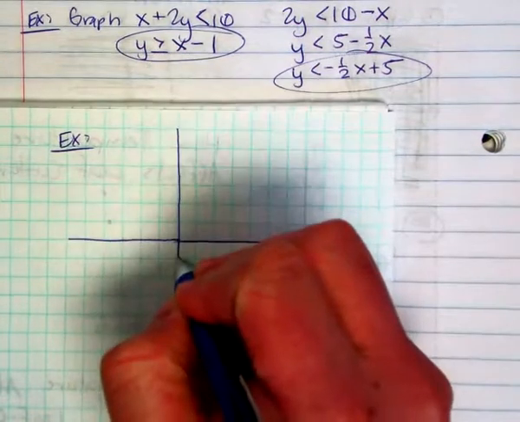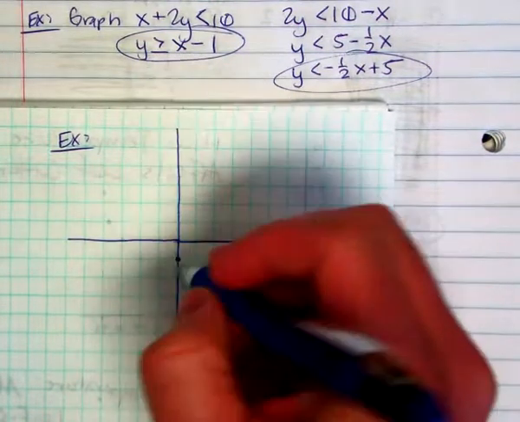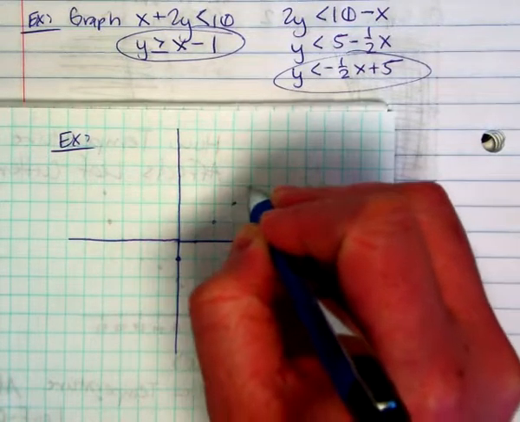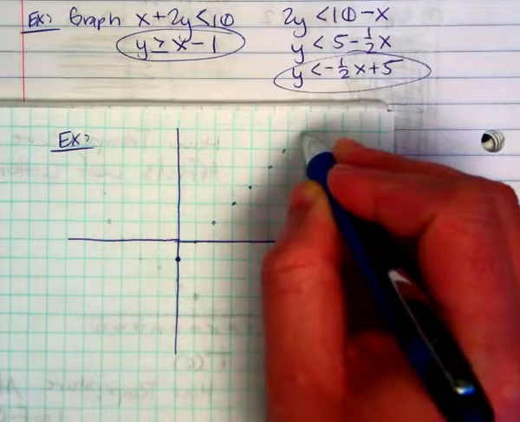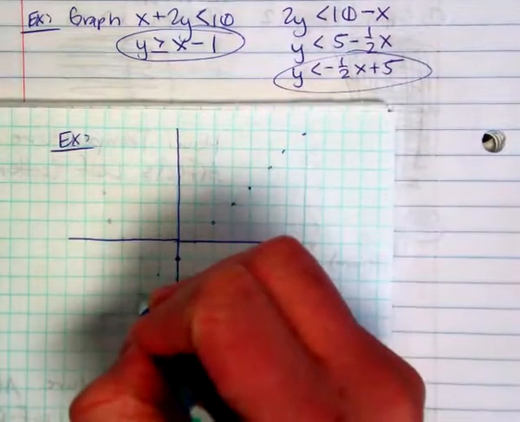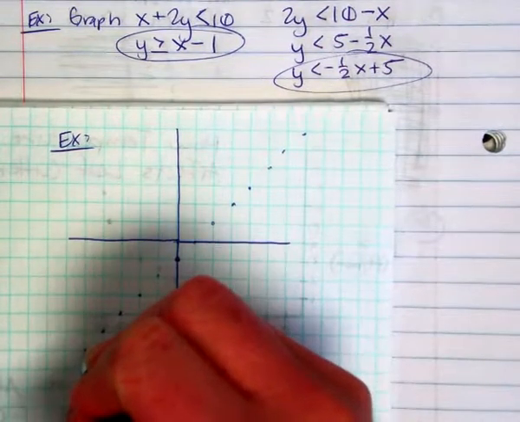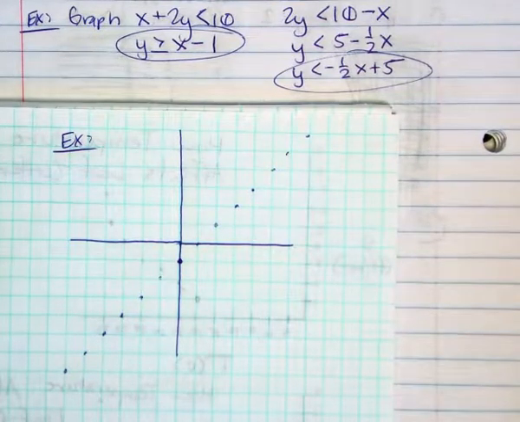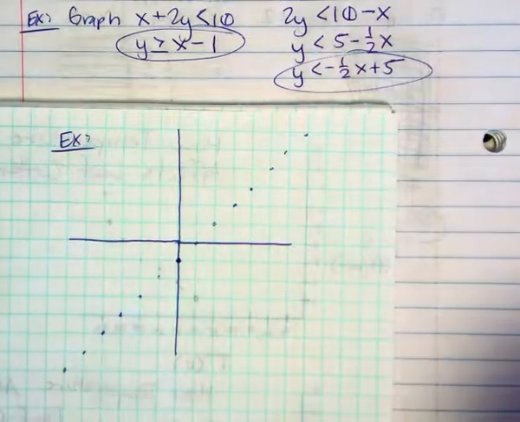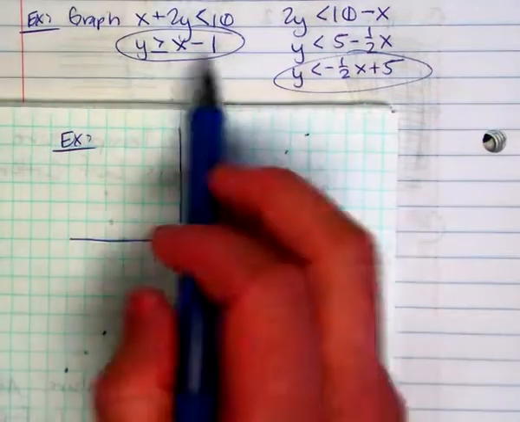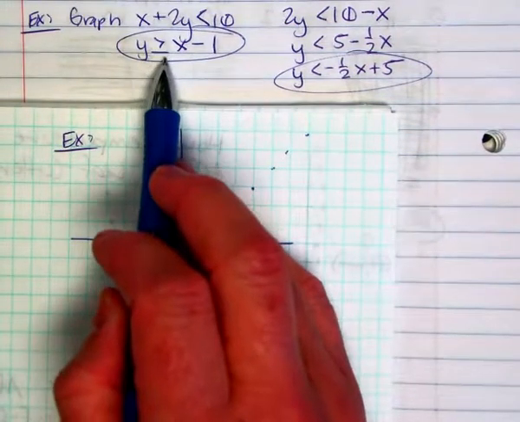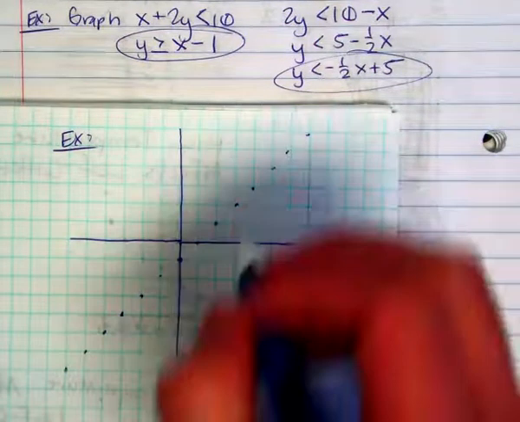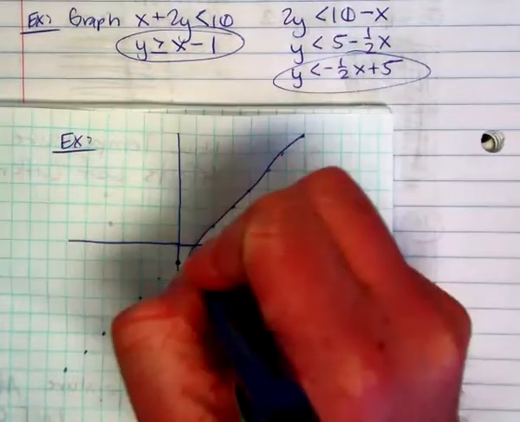Starts at -1. The slope is a positive 1, so up 1, over 1, up 1, over 1. Please make as many points as you can fit on your grid in both directions. I guess I went a little far on that one. Oh well. It says greater than or equal to. So is this a solid line or a dotted line? This one's solid, so let's go ahead and connect those with a solid line.